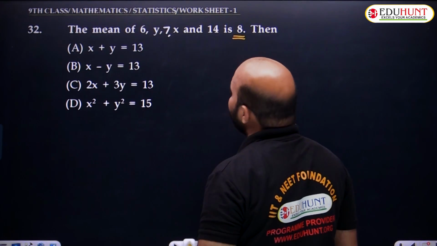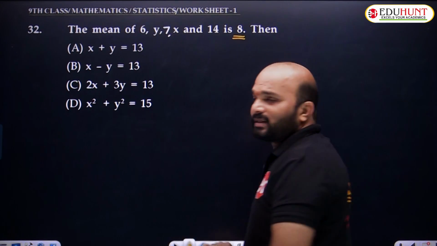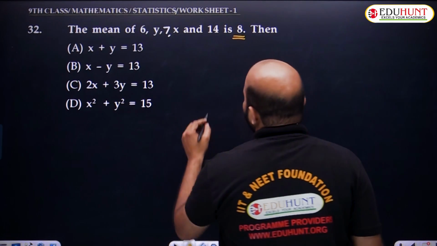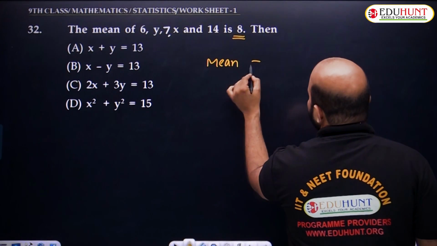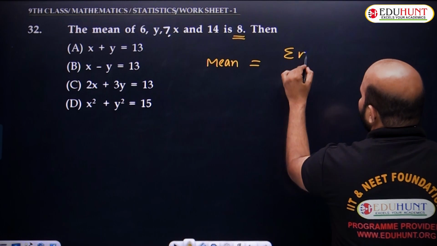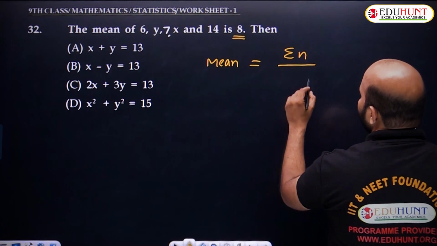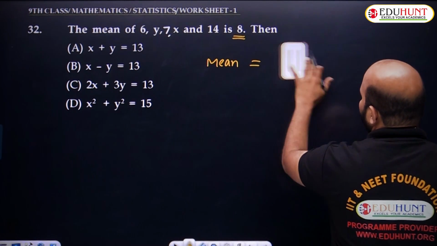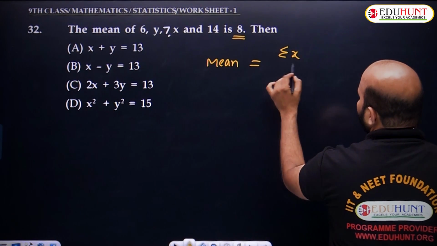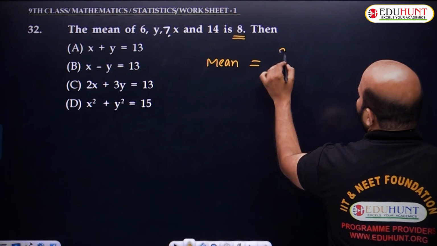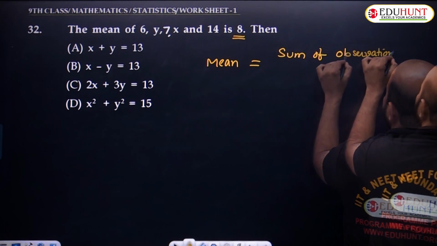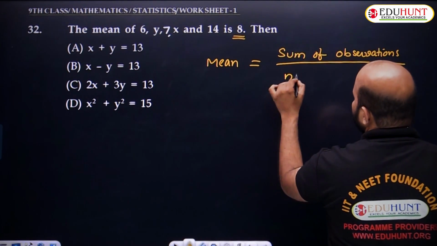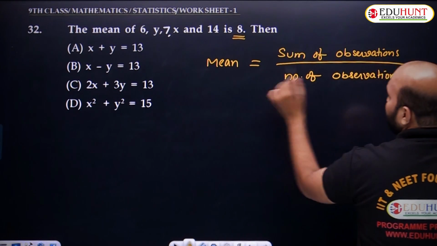But what is the question asking? What is the relation between x and y? Firstly, what is the mean? Mean equals the formula sum of observations by number of observations. Sum of observations is nothing but sigma x. Here the mean value given is 8.